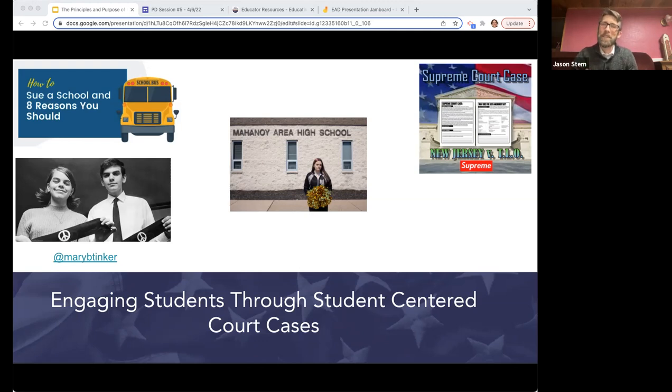But there are some very interesting cases. We have New Jersey versus, yes, New Jersey versus T.L.O. We talk about, okay, what can be searched? Your locker, your pockets, your book bag. I say, this is stuff you need to know. This is important. You need to know when you walk into school what rights you have. And these court cases teach them wonderfully.